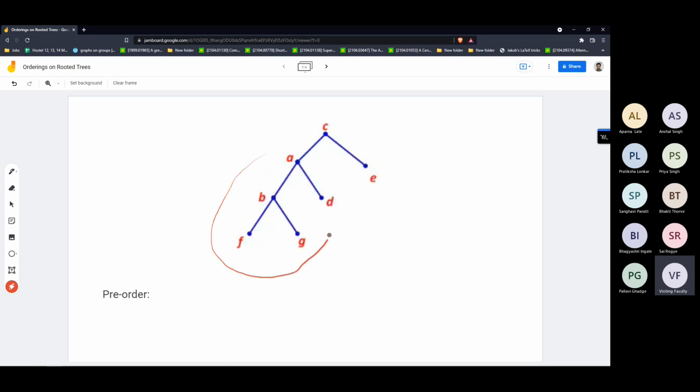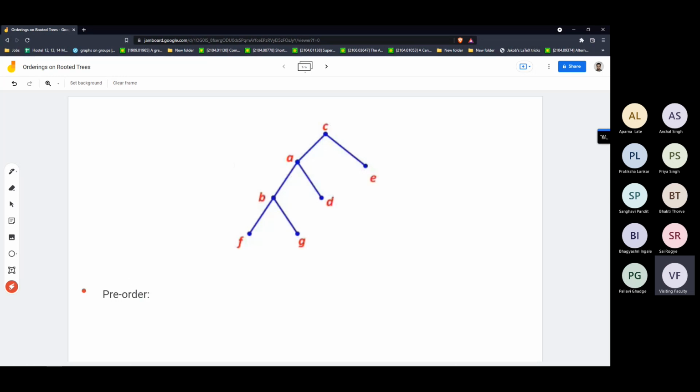But what do you mean by writing vertices of the subtree? Then you think of this as a subtree and again repeat. So for this subtree, A is the root. Again, you apply inductively the same pre-order. You write the root, then the vertices of the left subtree, then the vertices of the right subtree.